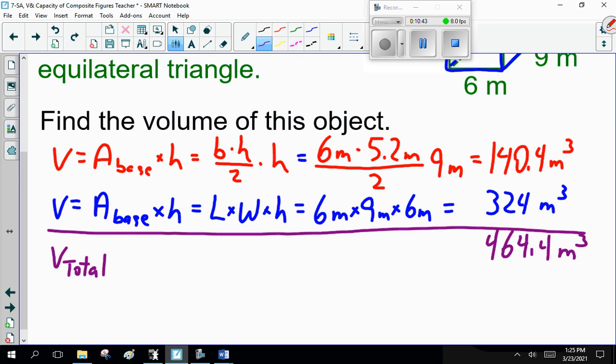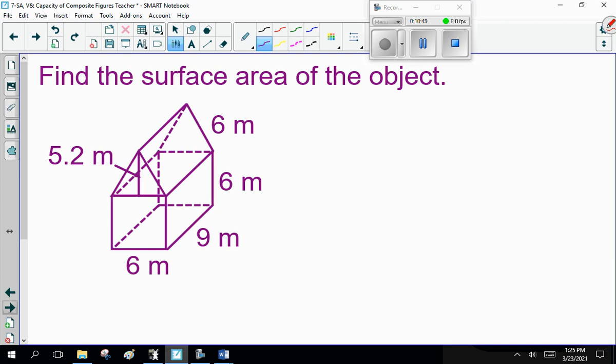Okay, now, you got it? The next one, I believe, is the surface area question. Same shape, but now we have to find the surface area. So pause the recording, think about it, and we'll go on. All right?